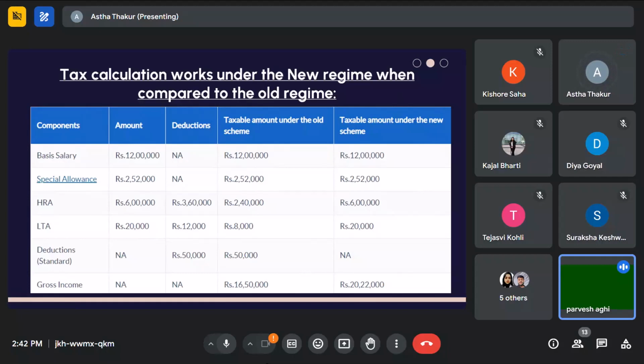There is no HRA deduction under the new scheme, so the whole of your HRA will be included in your income. Deductions are there, like the standard deduction, in the old tax regime, so those will be taxable. But since there are no deductions under the new tax regime, they are not applicable. So that means the gross income will be higher in case of the new regime.